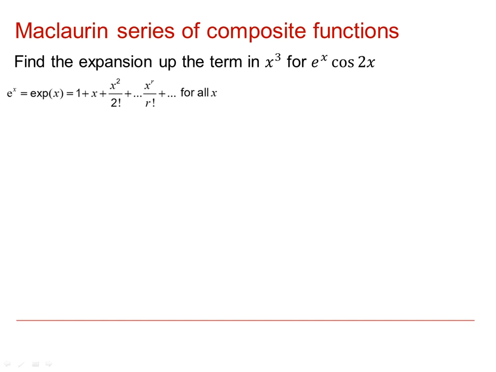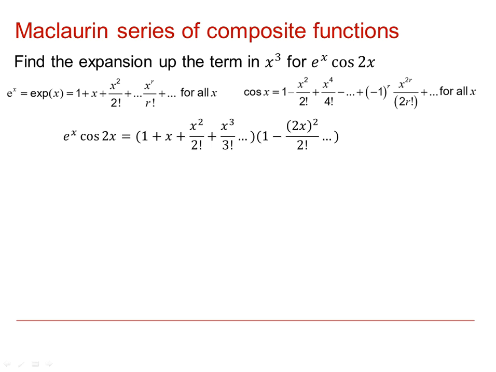Well, we know that e to the x is given by the Maclaurin series 1 plus x plus x squared over 2 factorial, etc. and that cos x is 1 minus x squared over 2 factorial plus x to the power 4 over 4 factorial. If we want up to the x cubed term then that's all the powers that we need. So we only need to take e to the x up to the power x cubed and the cosine up to the power of x squared, because x to the power 4 is too large.